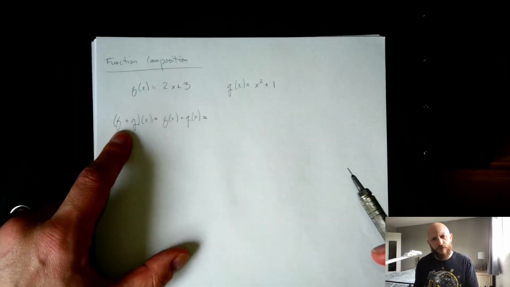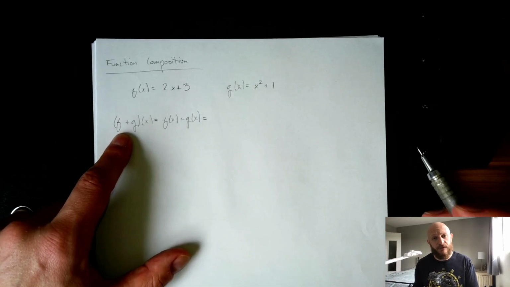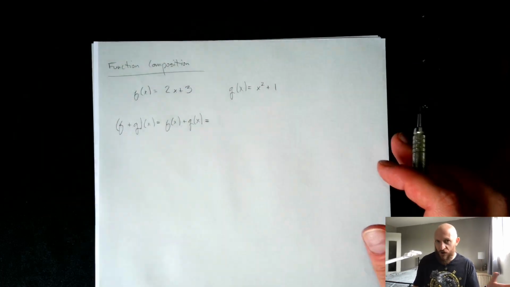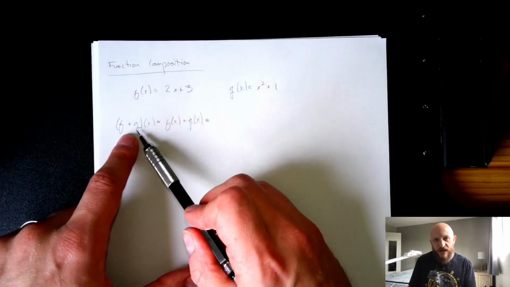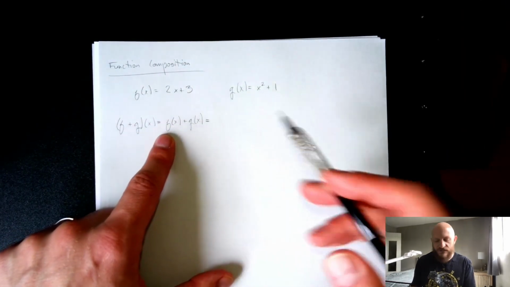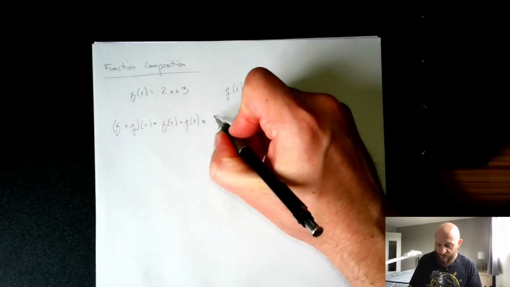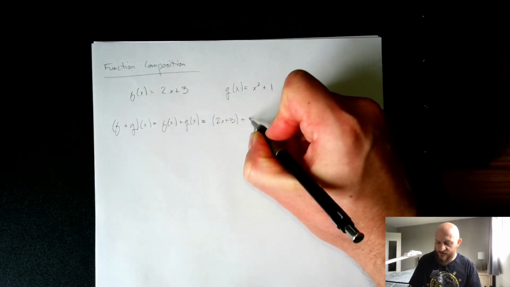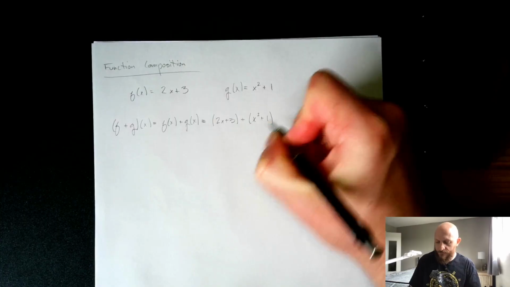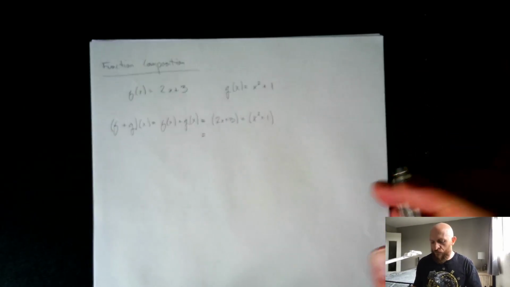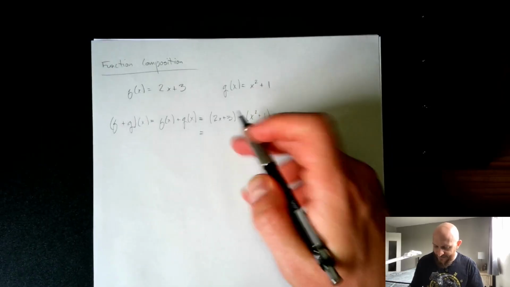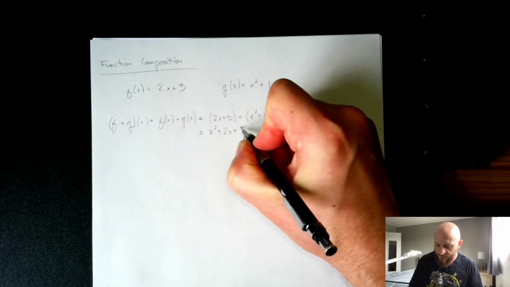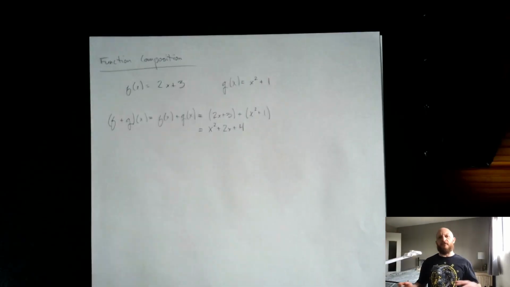Well, in this first notation, you're essentially taking f plus g to be a new function. F plus g is a function. You could call it h of x. But f plus g of x is the same as f of x plus g of x, which is quite literally just the straightforward f of x, so 2x plus 3, plus g of x, x squared plus 1. So we're rewriting it, making it a little bit cleaner. It's going to be x squared plus 2x plus 4. This is f plus g of x.